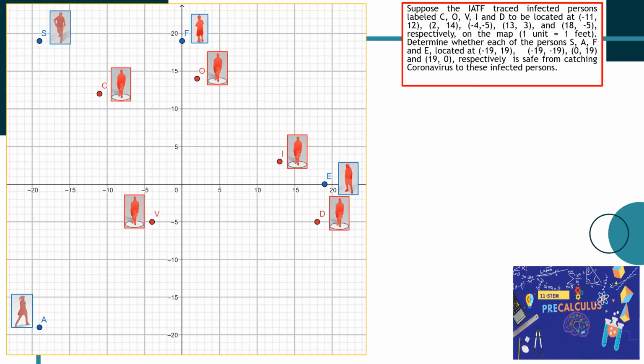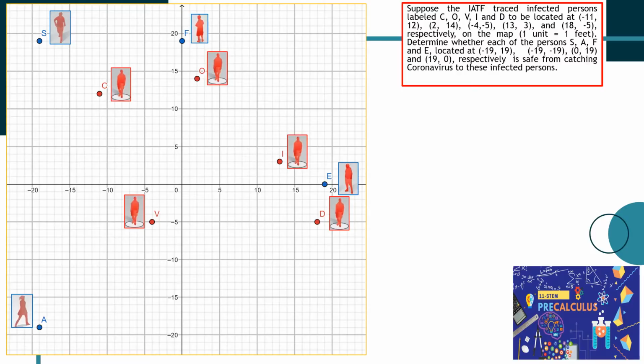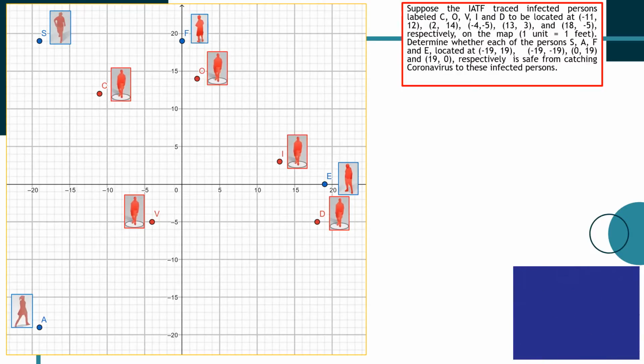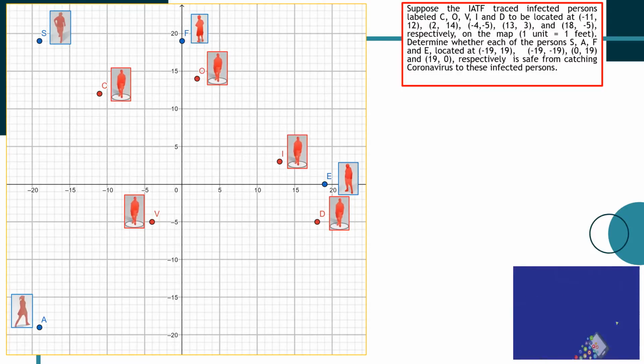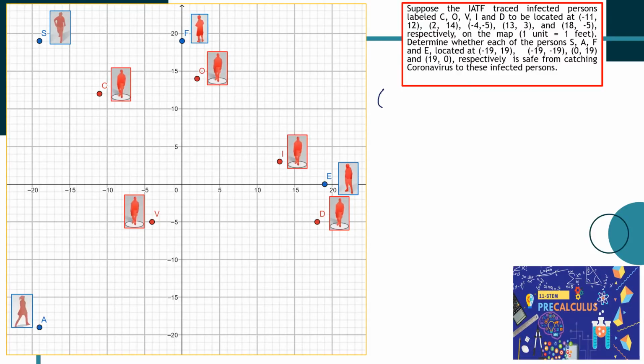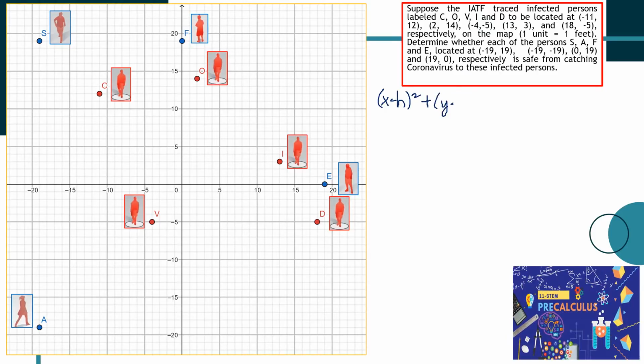Now, if you will make use of a graphing calculator, you need to get the equation of the social distancing circles of persons C, O, B, I, and D, located at the centers, which all have a fixed radius of 6 units on the xy plane, to sketch the graph. From the standard form of the equation of a circle, (x - h)^2 + (y - k)^2 = r^2.